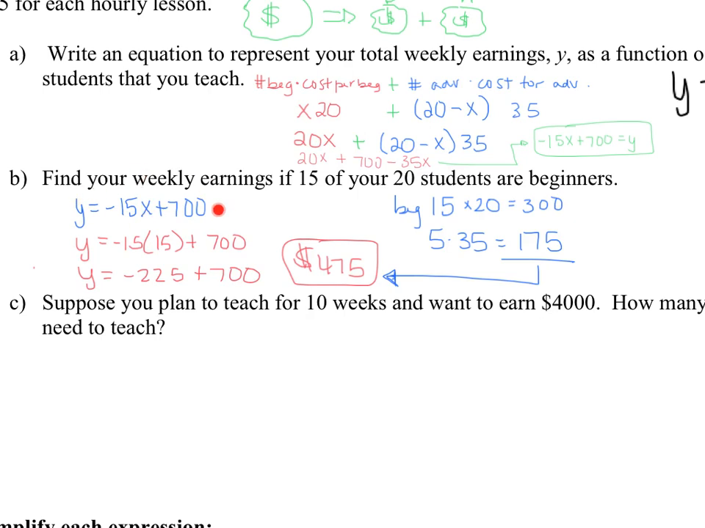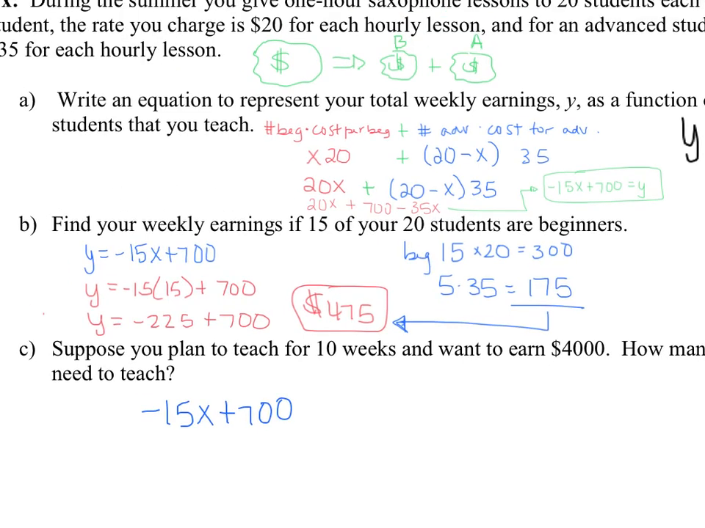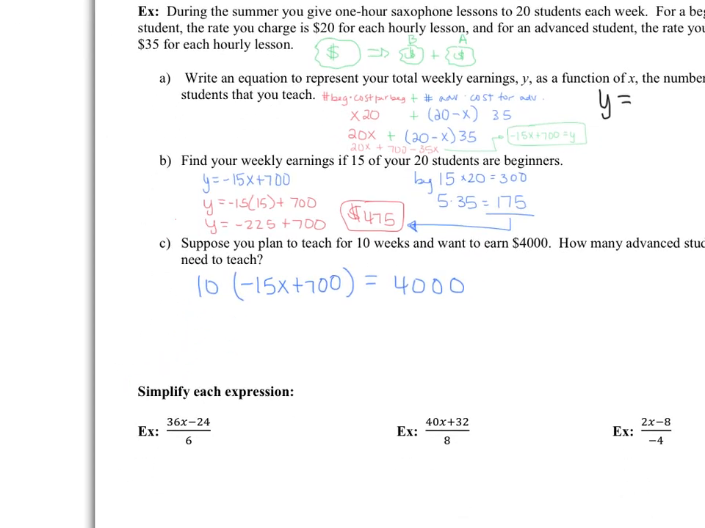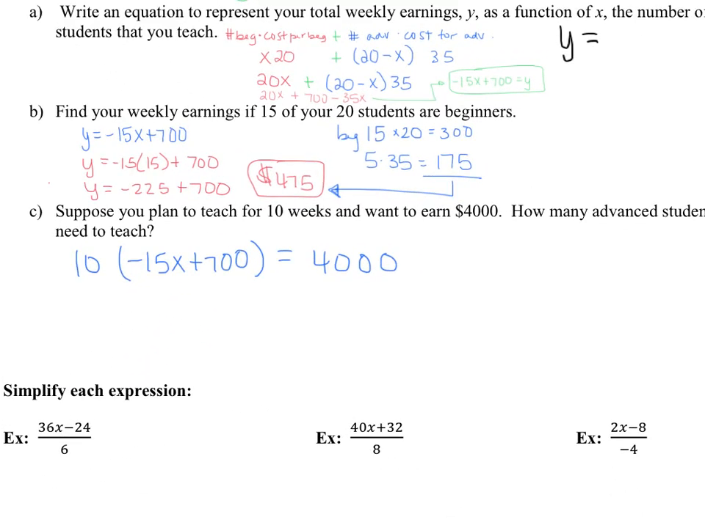Well, this right here was always assuming we only needed to teach for 1 week. So I'm going to take that, negative 15x plus 700, and I'm going to multiply it by 10, because I want to teach for 10 weeks. And my goal when I do that is to make $4,000. Now keep in mind that X still stands for beginners, but this is asking how many advanced students you would need to teach. So X is beginners; you're teaching both beginners and advanced, and every week you teach 20 students. So just at the end that'll come into play.